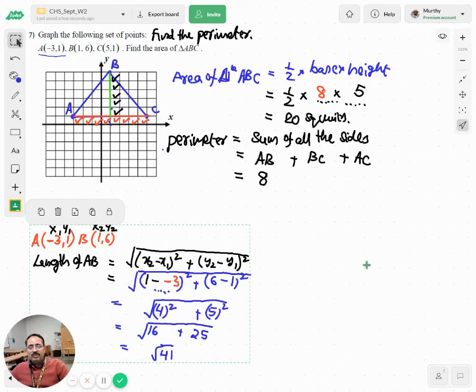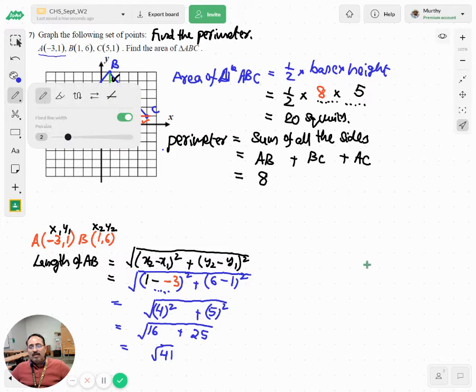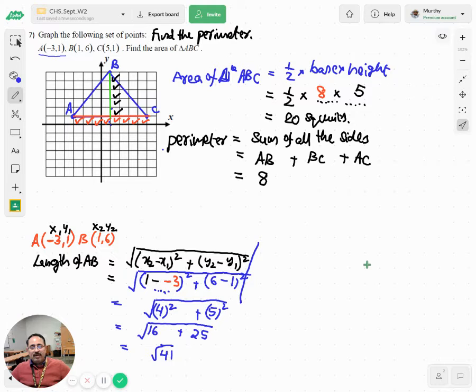Okay, so I found the length of AB, and now let me take the length of... oh my bad.